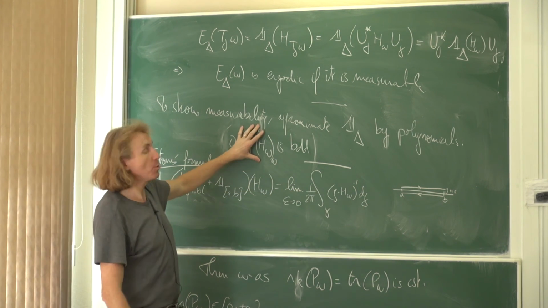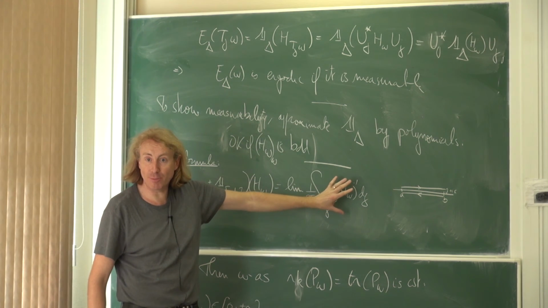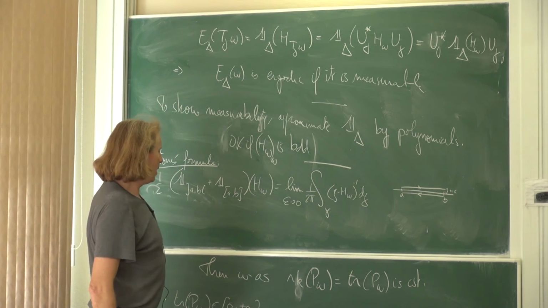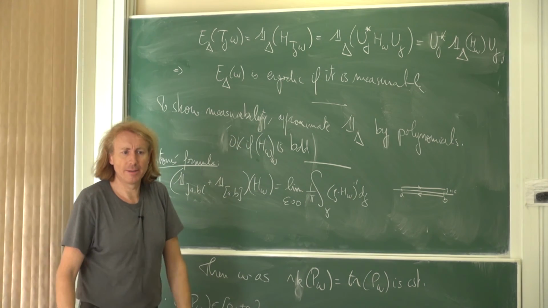For bounded operators, you can use polynomials. But this formula is still correct if you take unbounded, as long as self-adjoint. I don't remember. No, maybe it's 1 over pi. It's not 2 pi. It's 1 over pi.